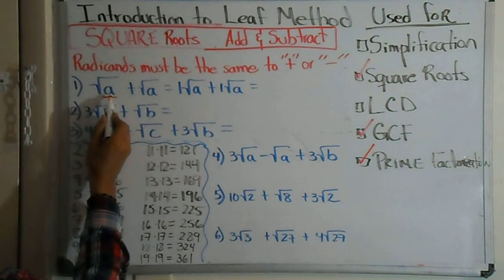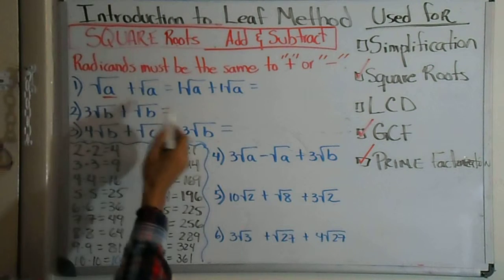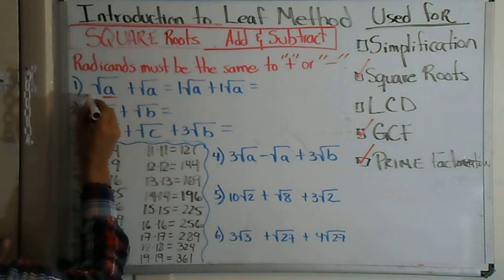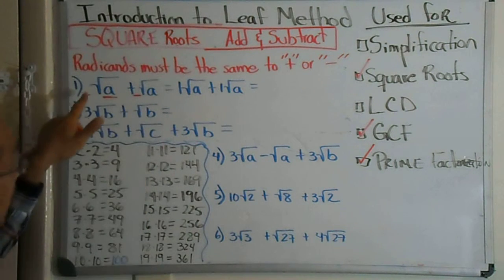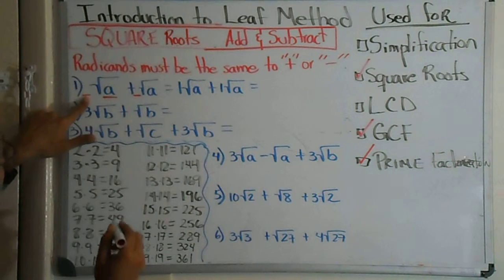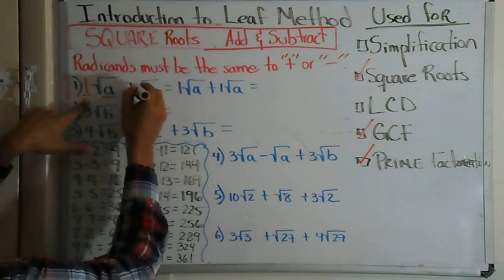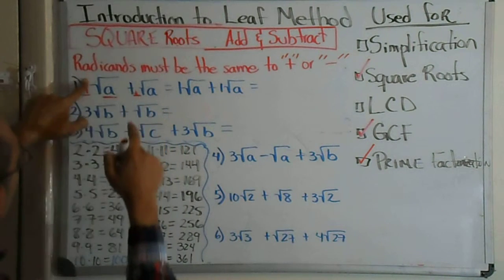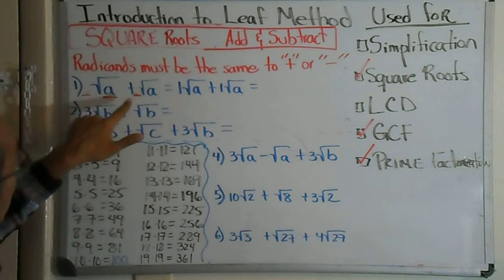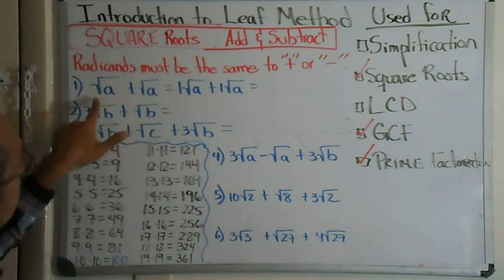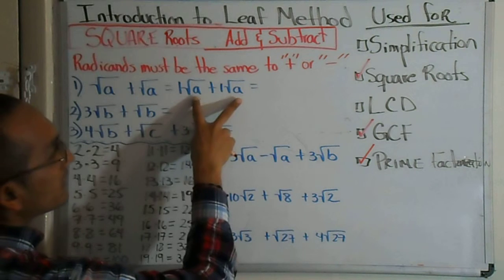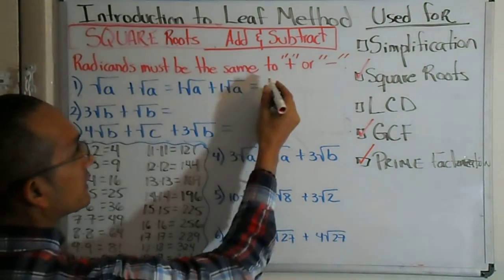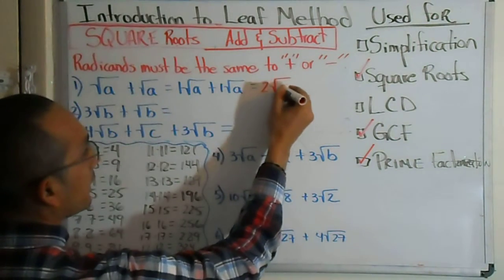So for example, the square root of a plus the square root of a is the same thing as 1 square root of a plus 1 square root of a. Notice that there's an imaginary 1 that you have to pay attention to. We didn't see it, but there's a 1 there. But most likely they're going to give you square root of a plus the square root of a. Now that the radicands are the same, you can add the coefficients. So 1 plus 1 is 2 square root of a.